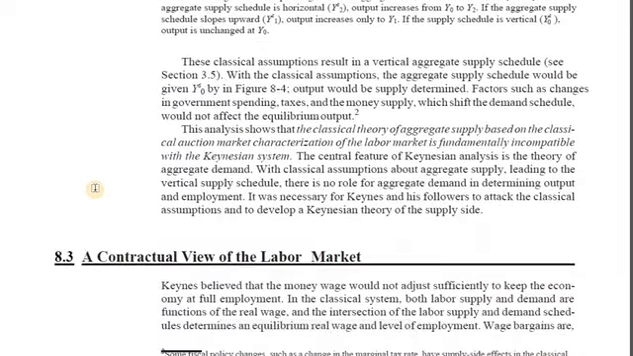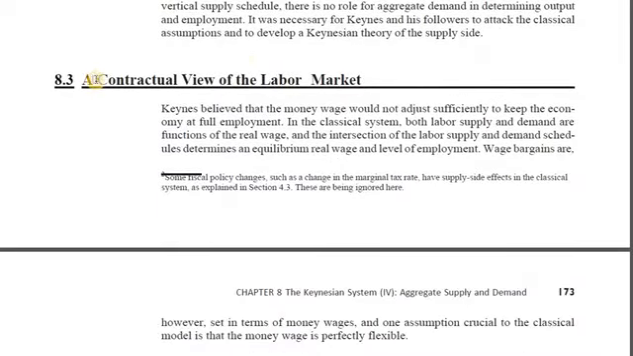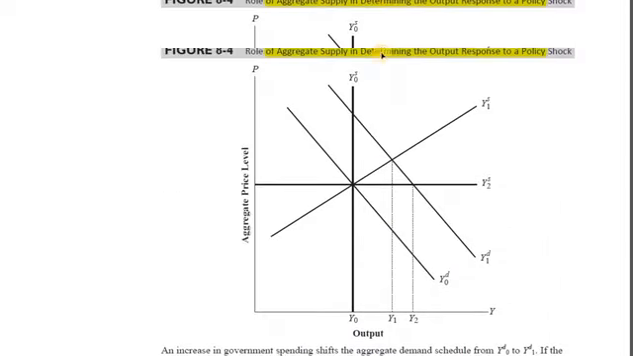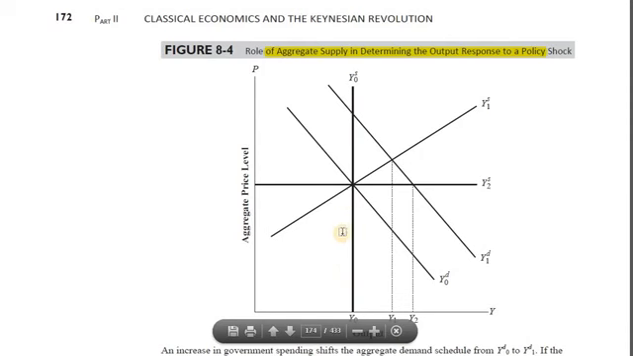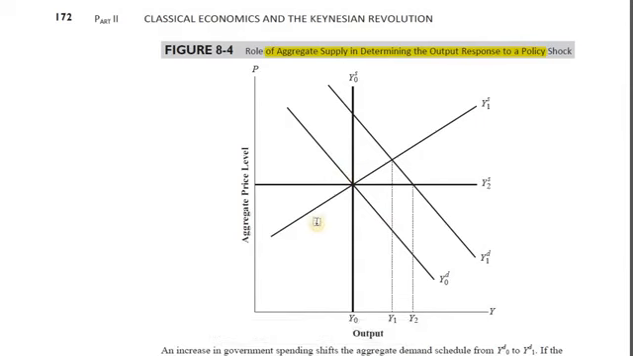Now let's get on to the next condition, which is a contractual view of the labor market. While the classical version of the aggregate supply curve is vertical, this is something that we have already studied. The new thing is why Keynes was of the view that aggregate supply cannot be vertical, why it could be either upward sloping or horizontal. This is something that we have to study from this chapter.